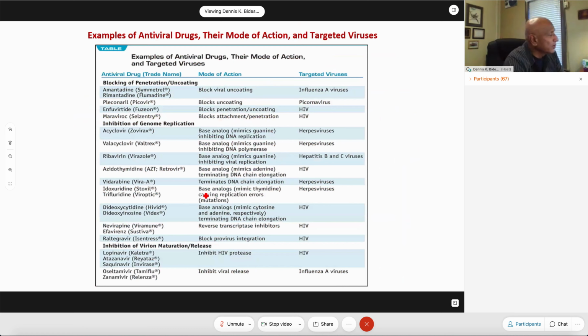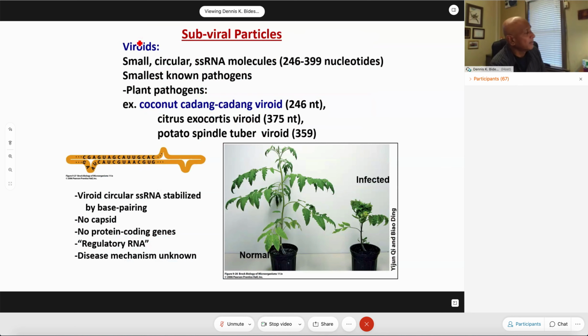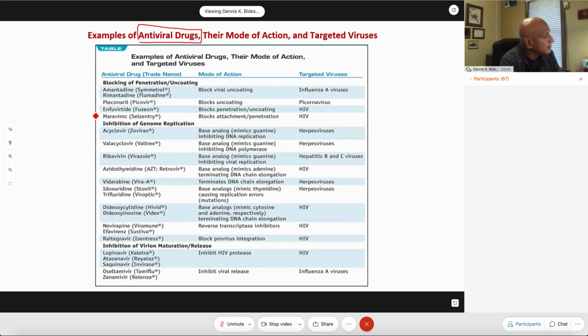This is a table to show you the types of medications we use. They're called antivirals, not antibiotics. Antibiotics, as you recall, chapter 10, are specific to bacteria. Antivirals are specific to viruses. And then, of course, antifungals are specific for fungi. And antiparasitic drugs are specific for parasites like worms. All right, don't worry so much about these yet.